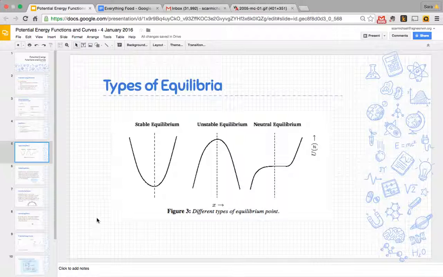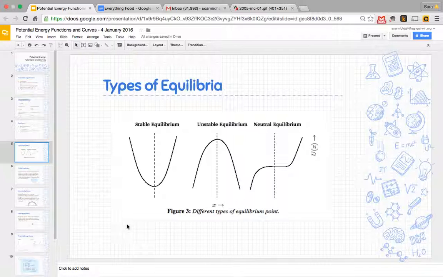But as you know from calculus class, that can take many different forms, right? It can be the center of a concave up, parabola-looking type curve, or it can be the highest point on a concave down curve. So you would call these what? A relative min and a relative max. Or you can just have a flat part of a curve, a horizontal portion of a curve. These would all be examples of equilibrium because these are all potential energy on the y-axis versus position on the x-axis.